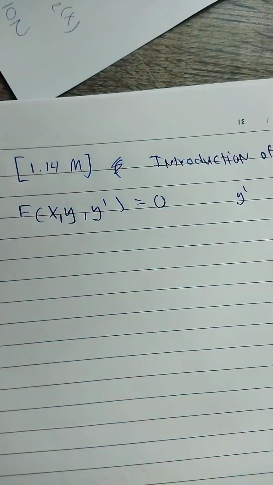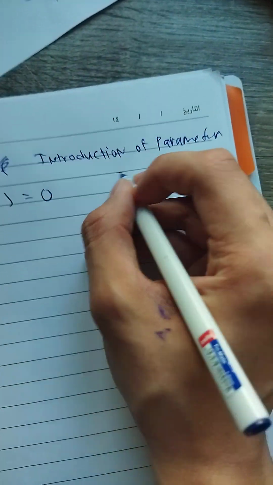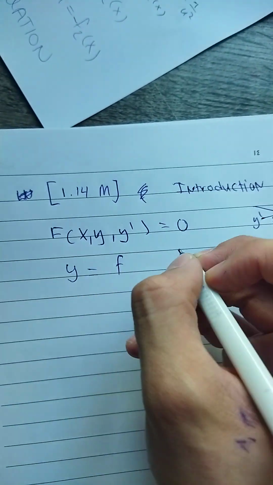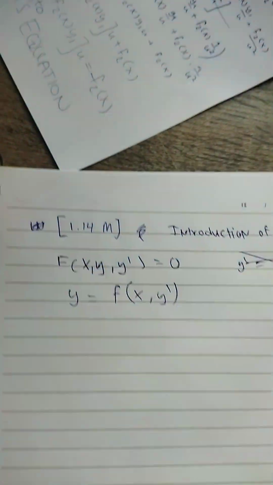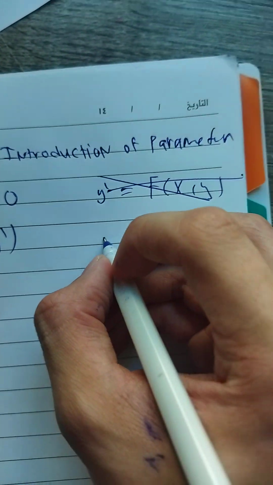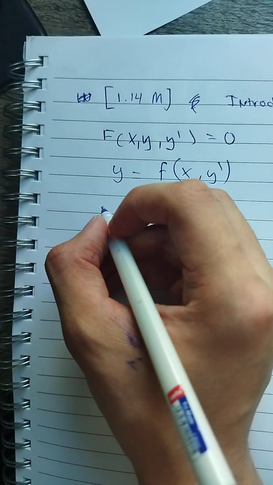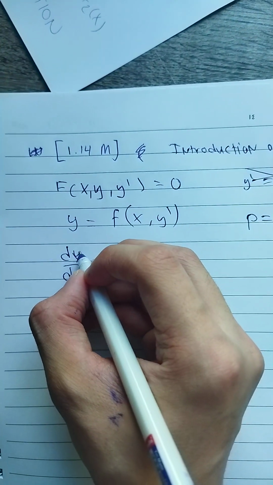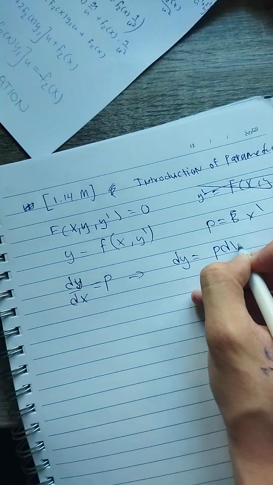And let's say that you cannot really solve for y prime. You cannot solve for y prime equals a function of x, y. But in this case, you can solve for y equals a function of x and y prime. So we introduce a new parameter called p, and we simply set p equals y prime. So that means that dy over dx equals p, and that means that dy equals p dx.